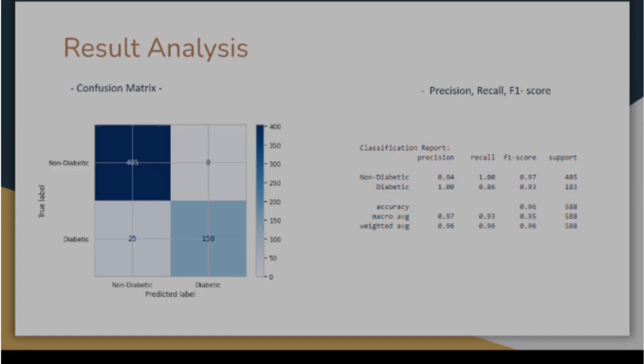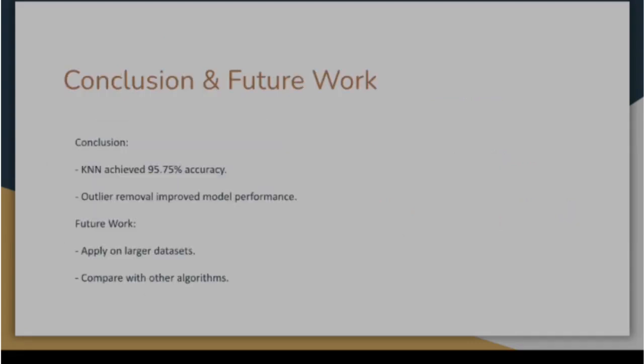Together, these metrics show that the model performs well in identifying both diabetic and non-diabetic individuals. And now, in the conclusion, our KNN model achieved an accuracy of 95.75% with better performance after handling outliers. This highlights the importance of data pre-processing in improving model performance.